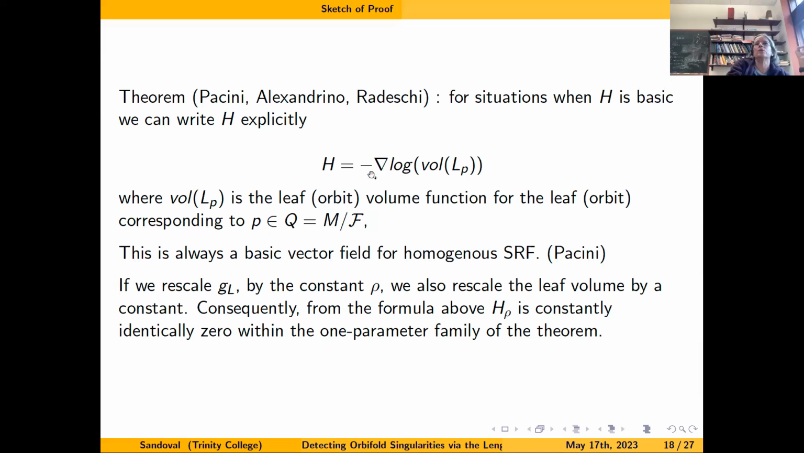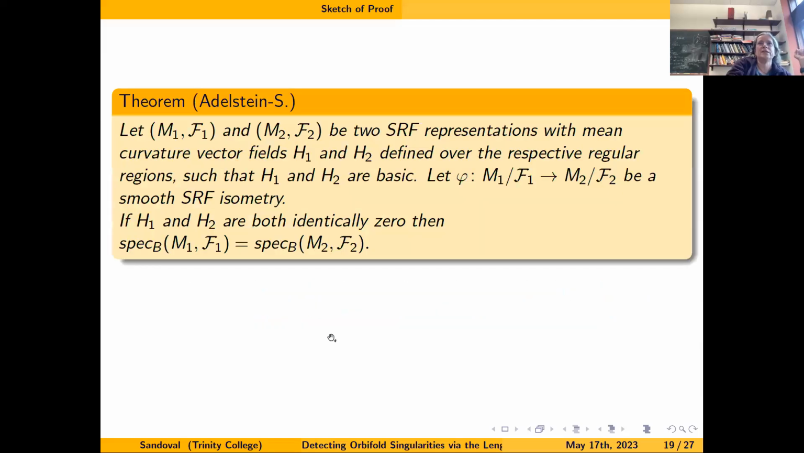And when we compute H here, that constant gets hit by the gradient. We take the gradient and it's gone. So within the family of these metrics, the mean curvature vector field is identically equal to 0. Okay, so that is convenient.